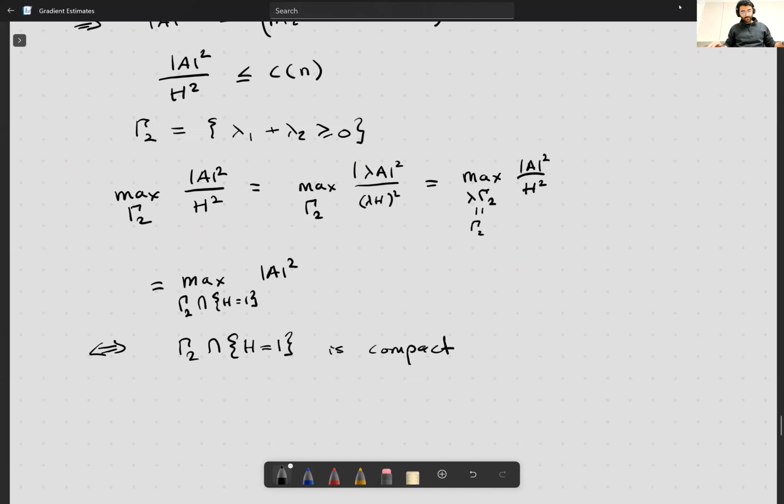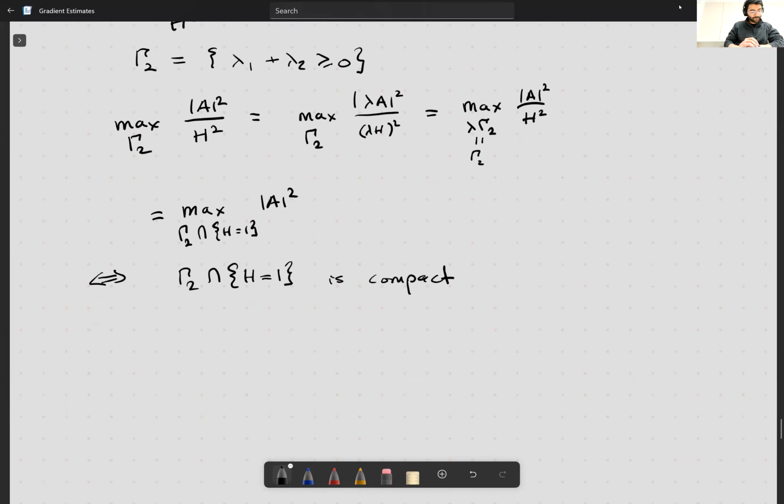Okay, so that's what we need to prove. So let's assume that it's not compact. Then there exists some sequence of points such that the length goes to infinity, right?